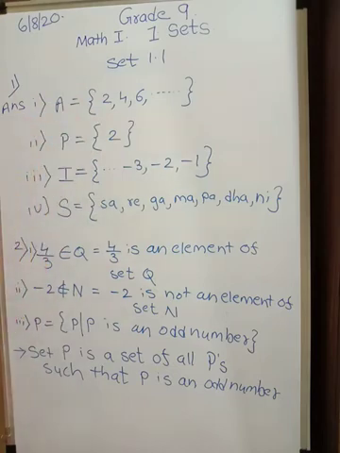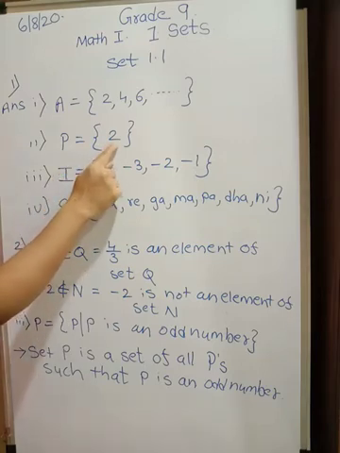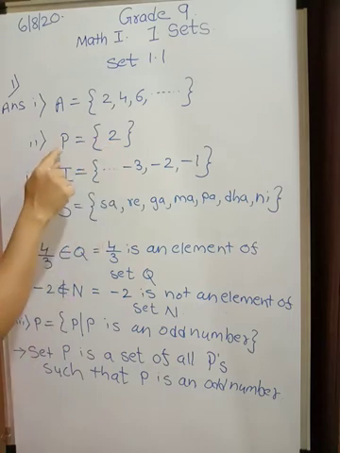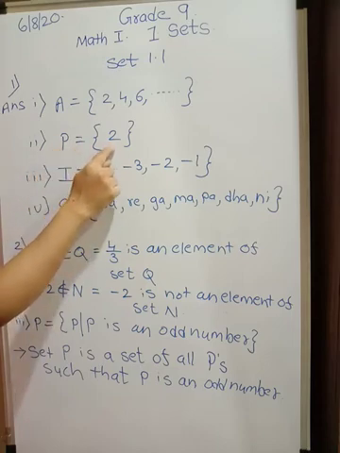Now second, they have the set of even prime numbers from 1 to 50. Now see, prime numbers from 1 to 50 and that also even. 2 is the only even prime number. And therefore we write P is equal to, and only 2 will come over here.